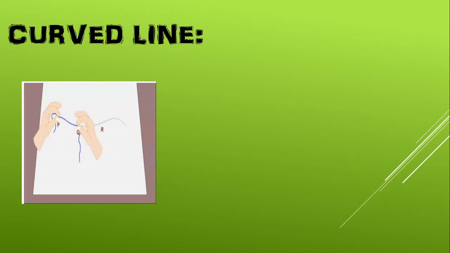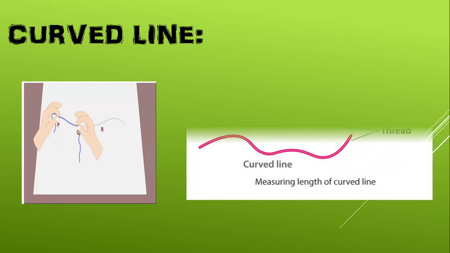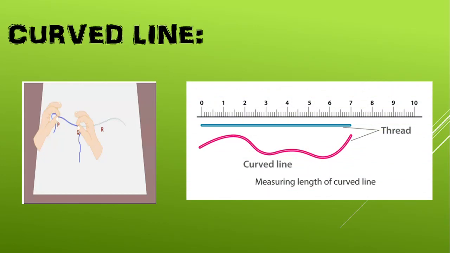Curved line. Curved lengths cannot be measured using meter scales. A string or a thread can be used to measure curved lines by creating a knot at one end and keeping that at the beginning. One can trace the curved line. Then this length can be stretched out and measured with the help of a meter scale. Measuring tape can be used to find lengths of curved objects, for example, the girth of a tree trunk or the length of a snake.